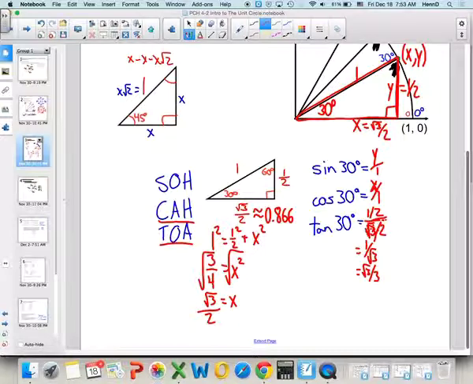But notice what we actually found. And this is one of our trig identities that we'll use a lot more later, but we can see right now. Notice when I did opposite over adjacent, the opposite was the sine. The y-coordinate is the sine. And the x-coordinate, the adjacent side, is the cosine.